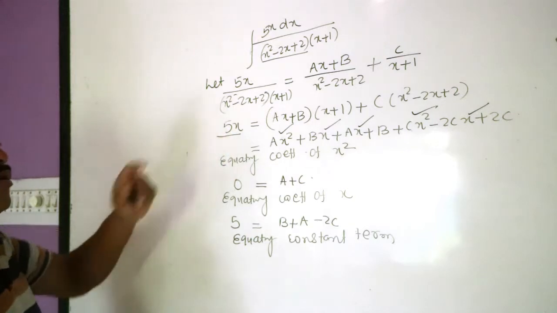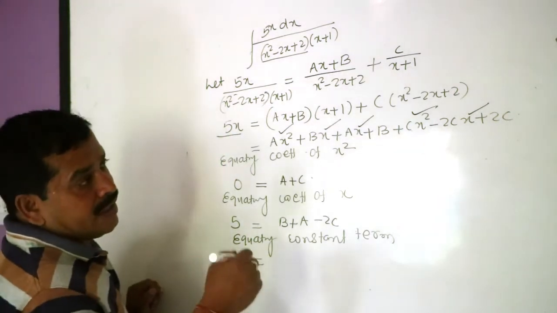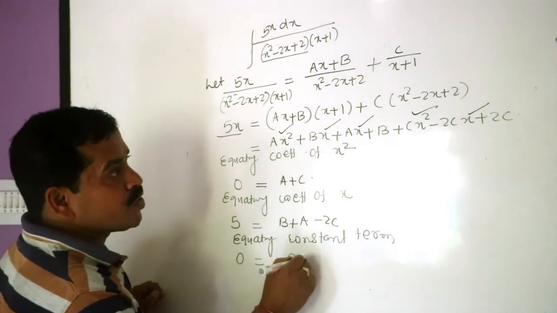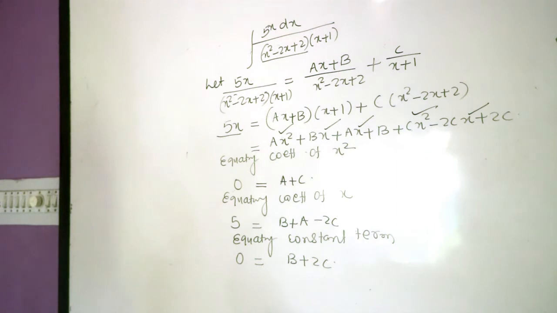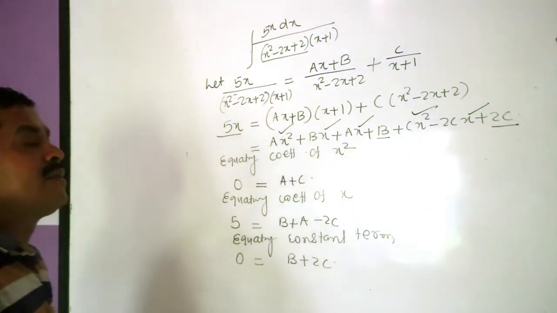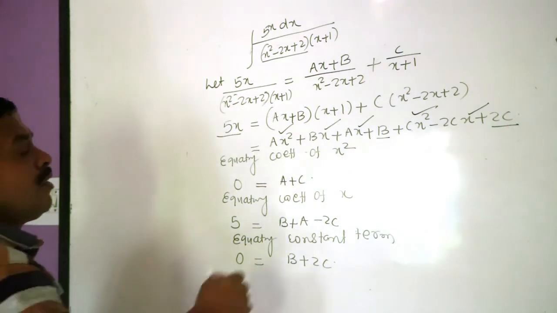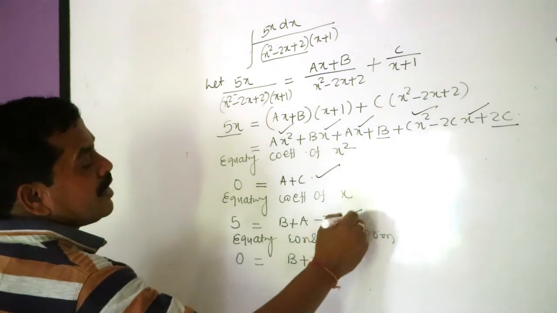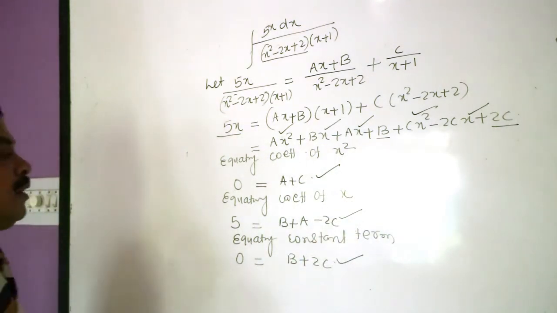There is no constant term on the left hand side, so the left hand side is 0. But on the right hand side it is b plus 2c. That is the constant term, independent of x. That is b plus 2c equals 0. Now we can solve these three equations to find the values of a, b, c.